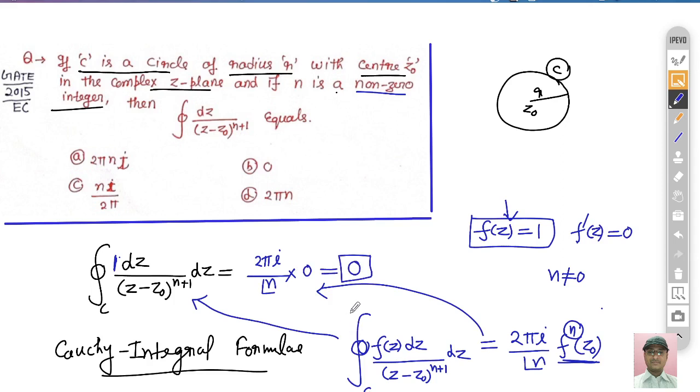So by using this Cauchy integral formula, we compare the values of f(z) and z naught, put them in, and we get 0. So according to this, option number B is correct, right? This is a very simple problem based on the direct Cauchy integral formula. Now we just see the second problem.